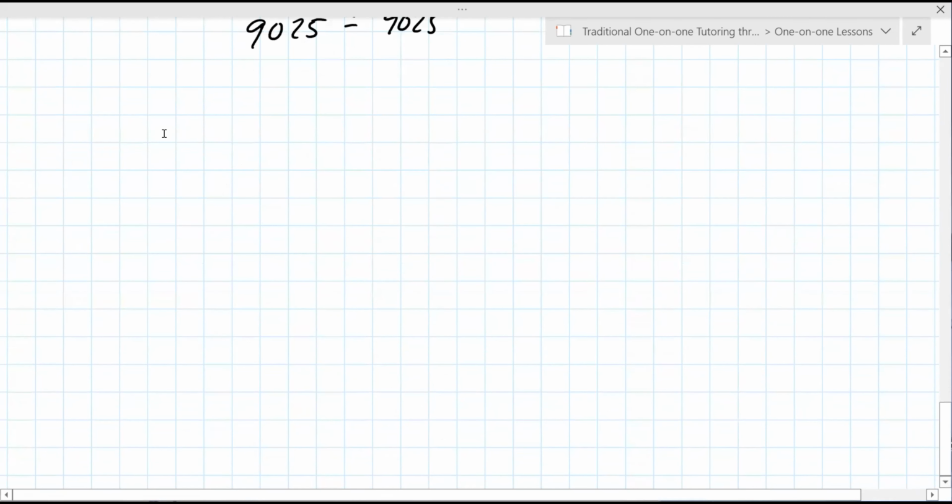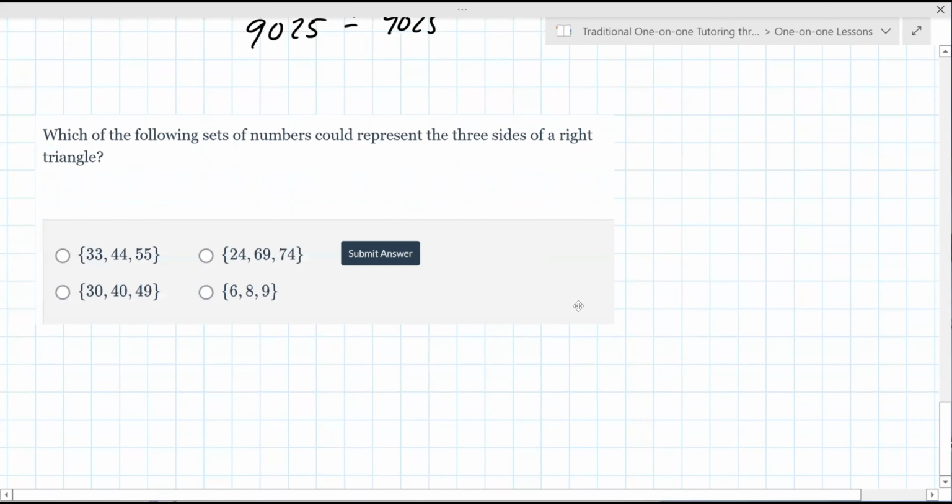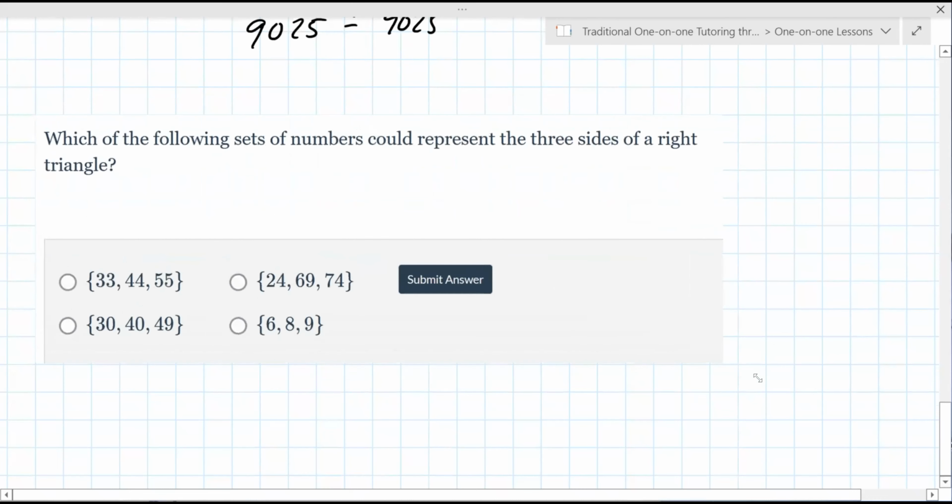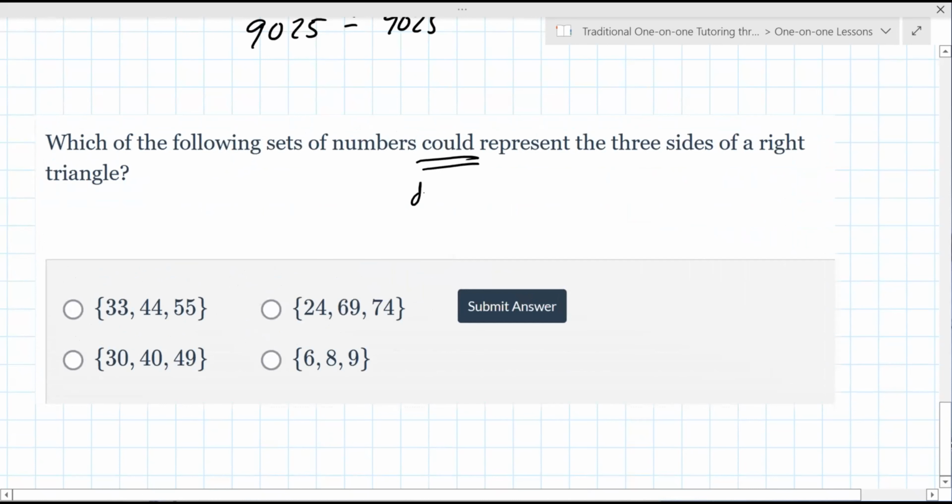Okay, so let's look at another problem here. So this one is, we want to find the one that does work. We're looking for the one that does work here. Do any of these stand out to you? Do you say, oh, let's try 33, 44, and 55. Okay, so let's try it. 33 squared plus 44 squared. Does that equal 55 squared? You've got a calculator. Let's see if that works.